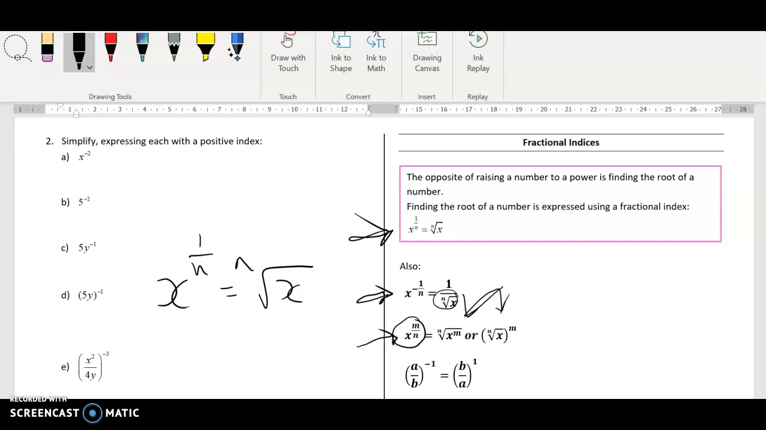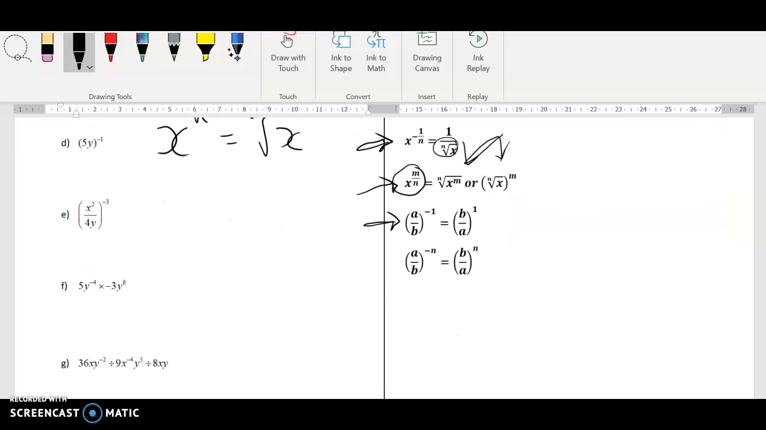Both will give us the same result, whether we find the nth root and then raise to the power of m, or whether we raise x to the power of m and find the nth root. And it's just a reminder, if we've got a negative index, we can flip it to the bottom there. Okay.